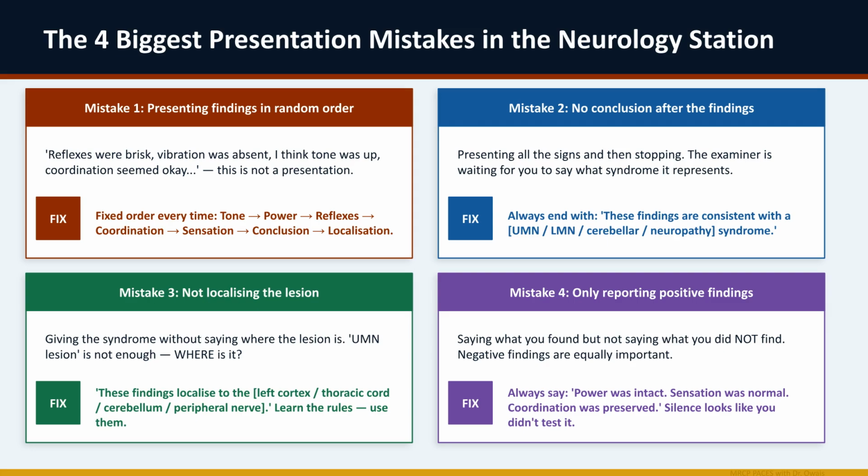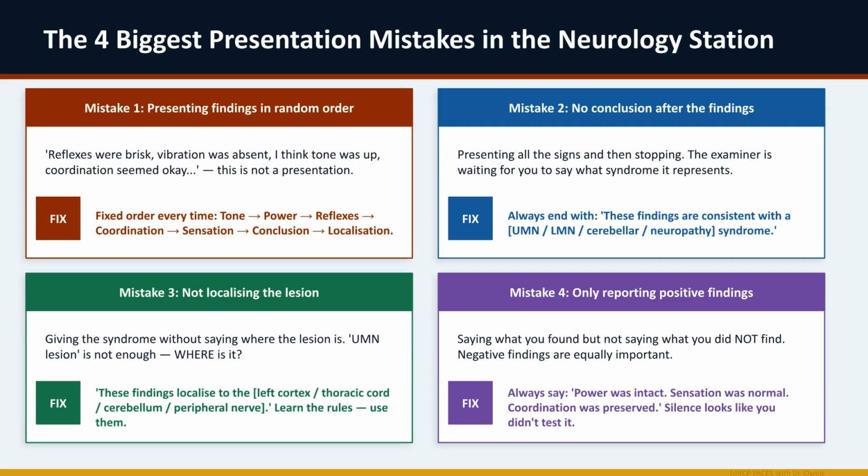Mistake 2. Not giving a conclusion. Presenting findings without saying what syndrome they represent. The tone was increased, the reflexes were brisk, there was a Babinski sign. And then stopping. The examiner is waiting. You must say, these findings are consistent with an upper motor neuron lesion. Give the conclusion. It is not optional.